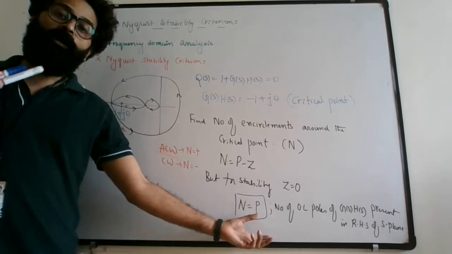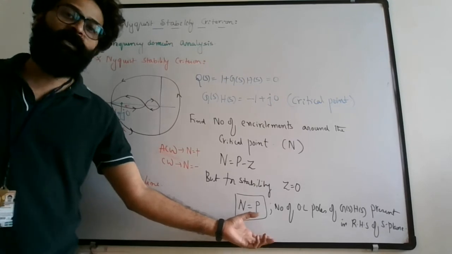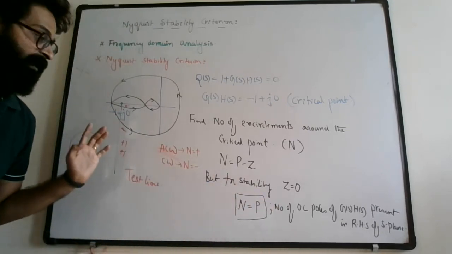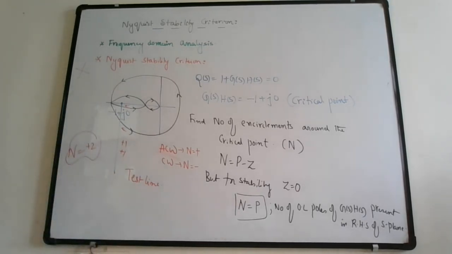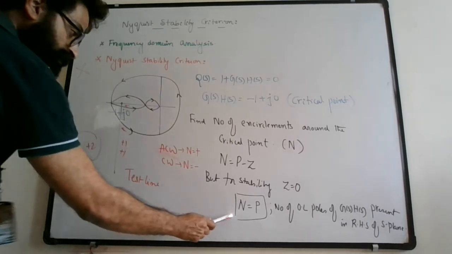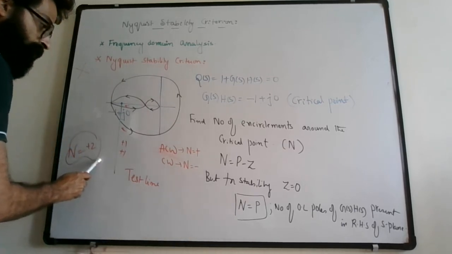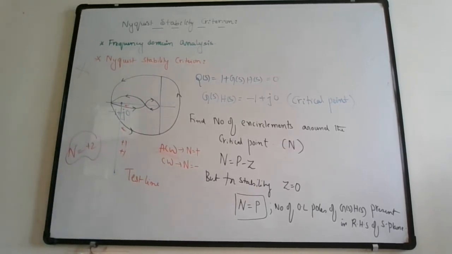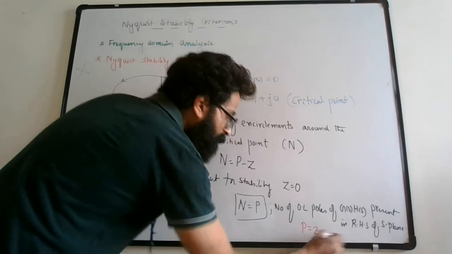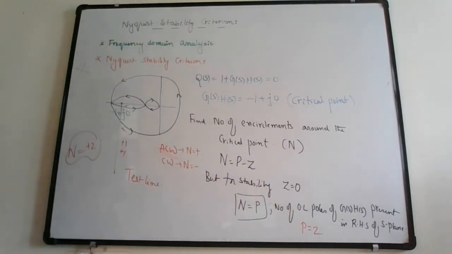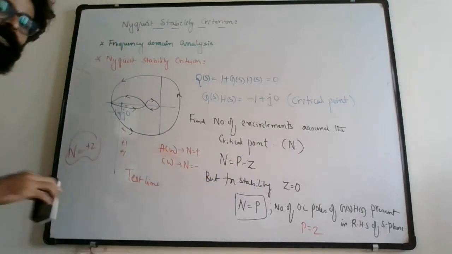That means two open loop poles should be present on the RHS of the S plane. If yes, the system is stable. If the two counts are not matching, then the system is unstable. That's how you decide stability in Nyquist plots. If this count is matching with this count, then the system is stable. So for this particular system, you should have P is equal to 2, because then the number of encirclements is going to match the number of open loop poles found in the RHS of the S plane.